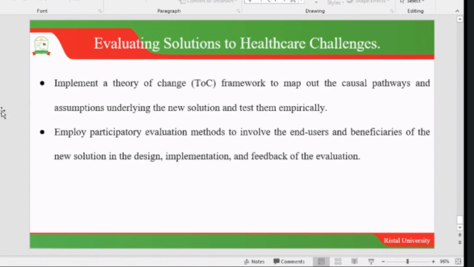Then we can also use the theory of change framework to map out the causal pathways and assumptions underlying the new solution and test them empirically. So when we talk about theory of change, we are looking at that linkage between your solution and the desired impact.